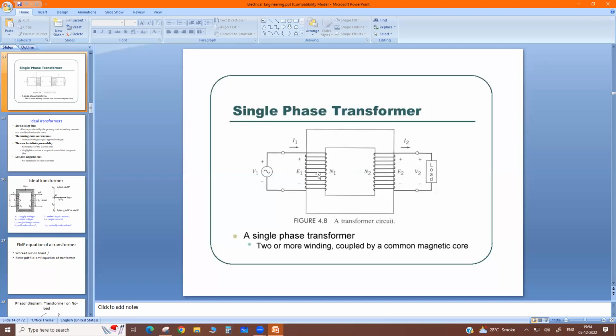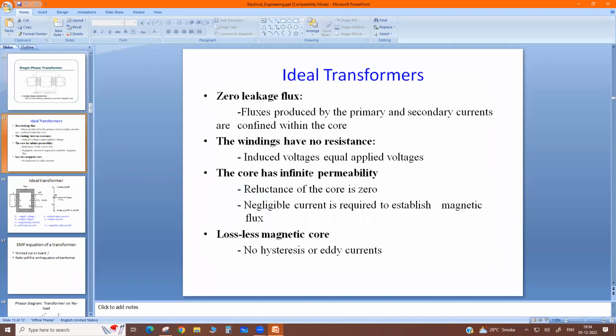See, yes, the next slide is your ideal transformer. Zero flux leakage, the winding has no resistance, the core has infinite permeability, and the core is laminated and magnetic loss free.